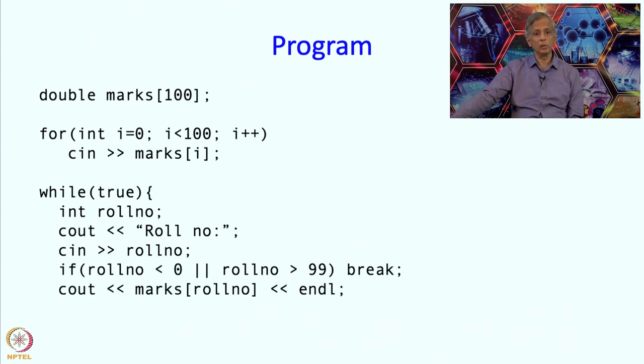Otherwise, we know that the roll number that was typed in lies between 0 and 99. So in fact, it is a valid index as far as the array is concerned. So we just print out marks[rollNumber], and that is the end of the loop. If you break out of it, the program will terminate and that would be the end.